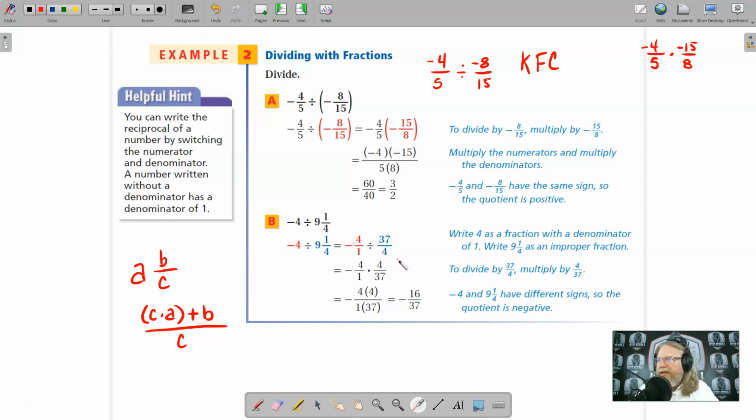Now we could go ahead and work this out here. Let's keep the first, negative 4 over 1. Flip the second, 37 over 4 becomes 4 over 37. Change the sign from division to multiplication. And now we can go ahead and solve. 4 times 4 is 16. 1 times 37 is 37. And a negative times a positive equals a negative.